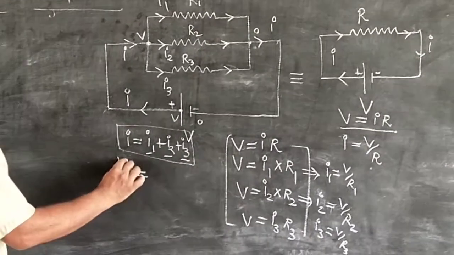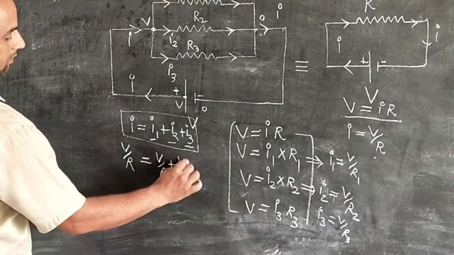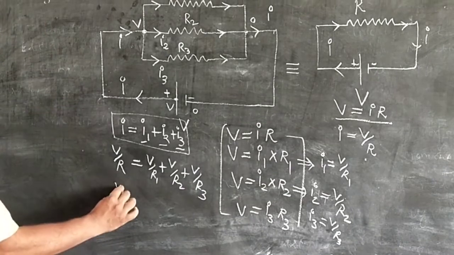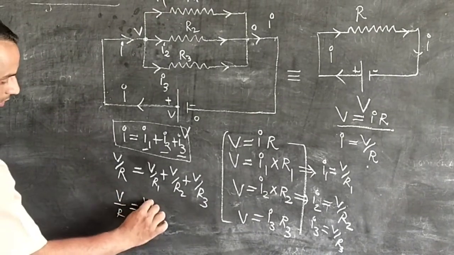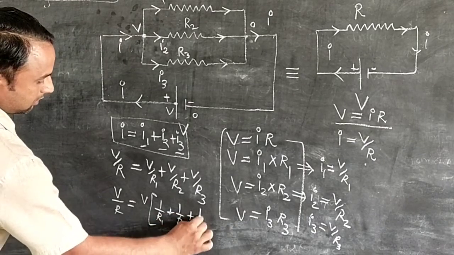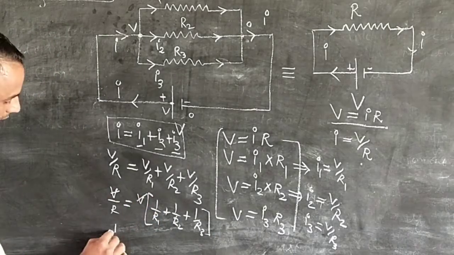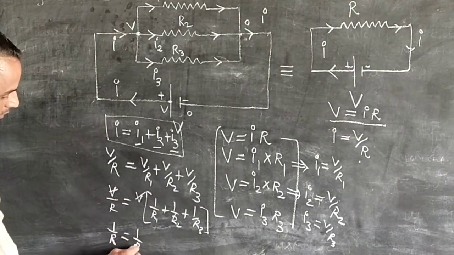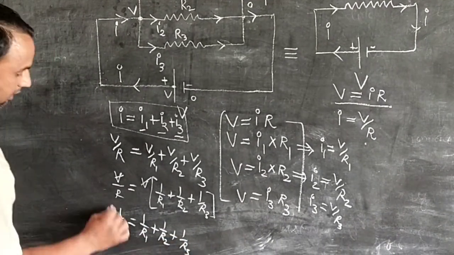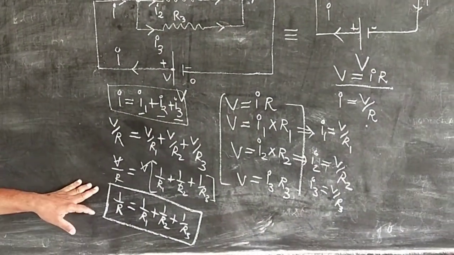Place the values of I1, I2 and I3 in these equations. Then I is equal to V by R1 plus V by R2 plus V by R3. V is taken common from here: 1 by R1 plus 1 by R2 plus 1 by R3. Now V and V cancel out. Now 1 by R is equal to 1 by R1 plus 1 by R2 plus 1 by R3. This is the formula which is applied in parallel combinations.